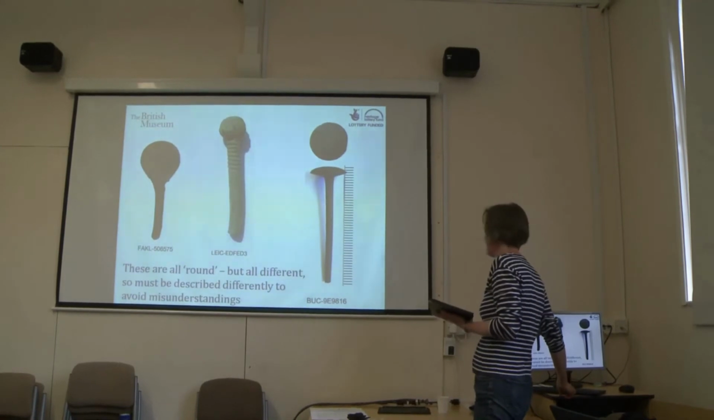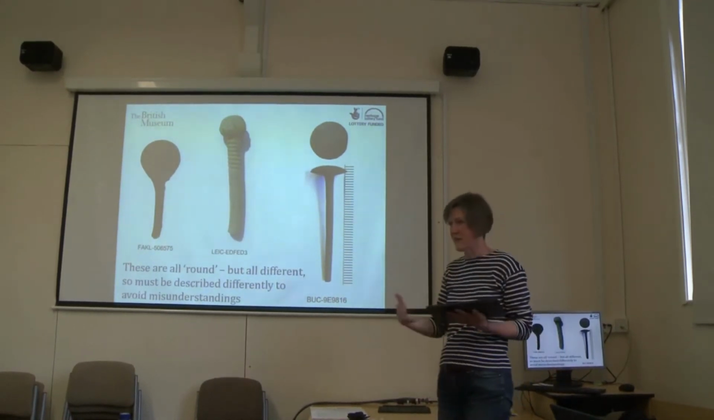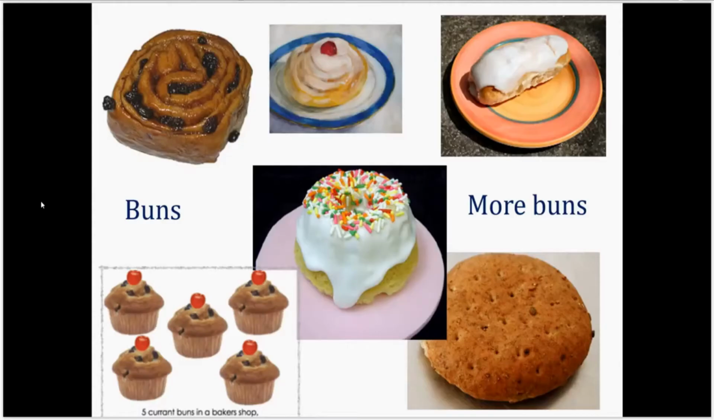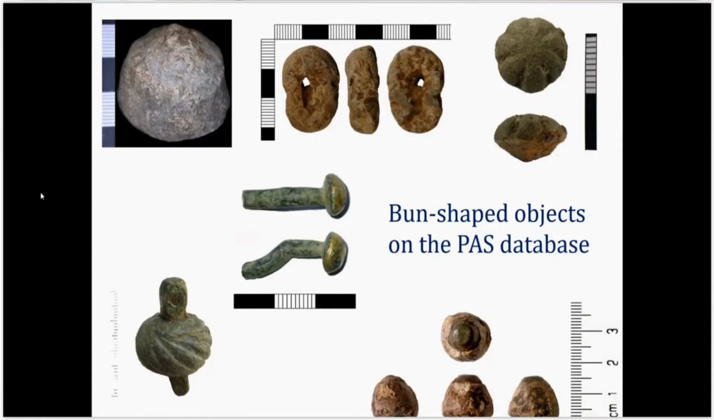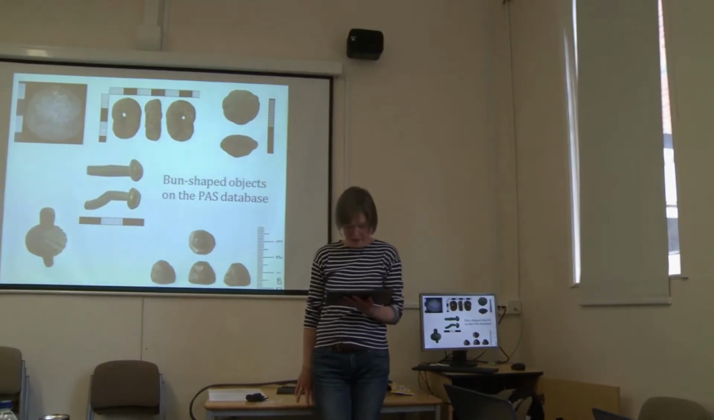I really don't like things that are describing a shape in terms of another shape. Bun shape is the one that really annoys me the most. People know what a bun looks like. Anyway, all these things have been described as bun shaped on the PAS database, and as you can see, they are many different shapes.